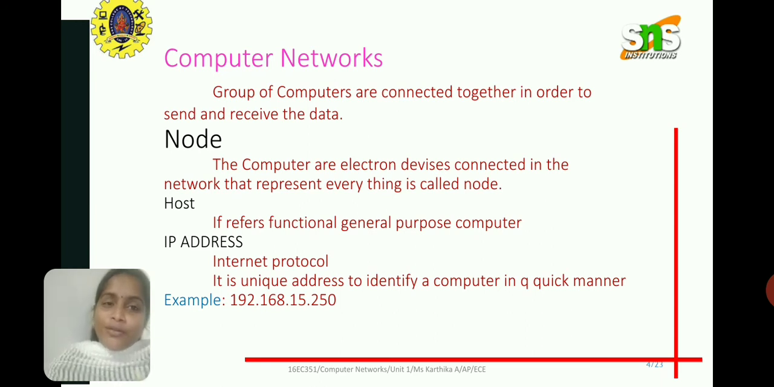How do we initiate the connection? How do we identify that it is a sender and that it is a receiver? With the help of addresses, like people's addresses, we have the same in computer networks. We have Internet Protocol addresses, for example 192.168.15.250. It is a unique address to identify a computer, whether it is a sender or receiver.